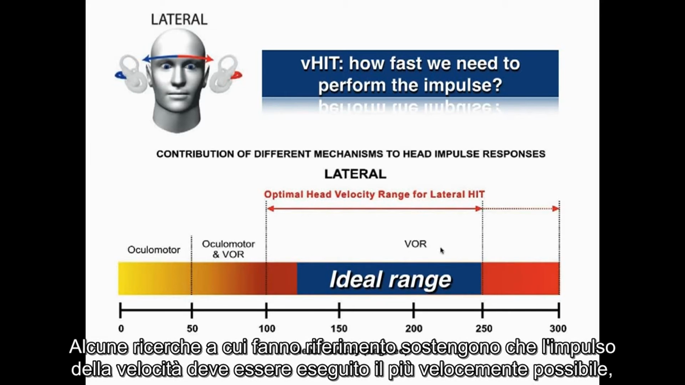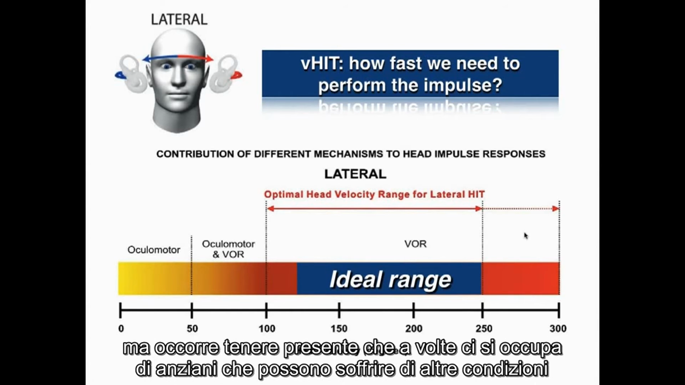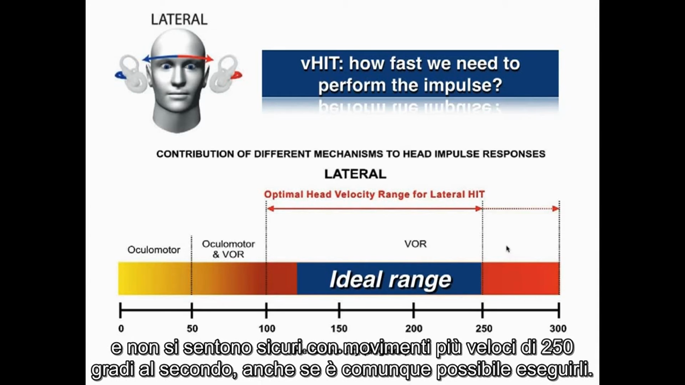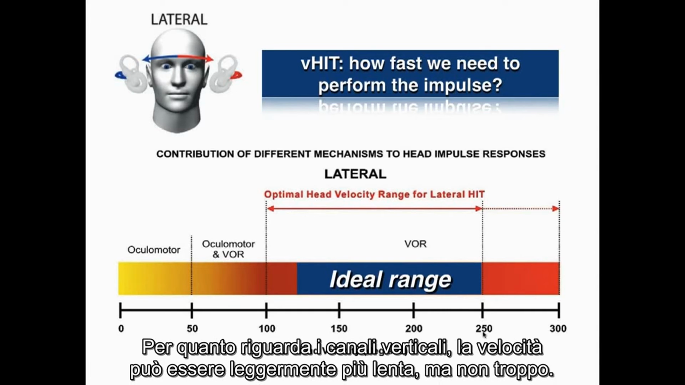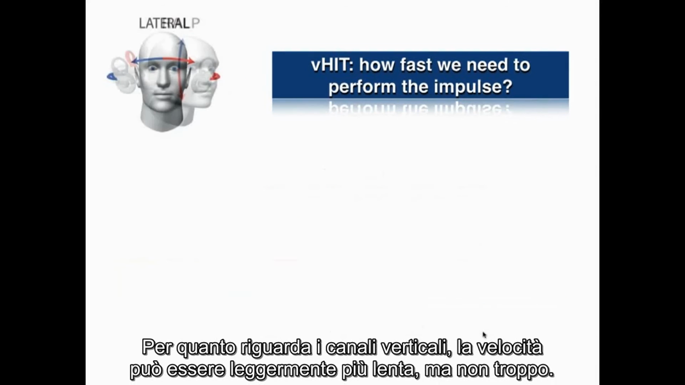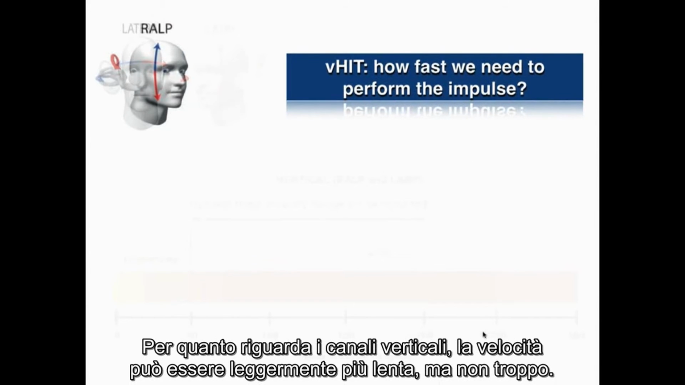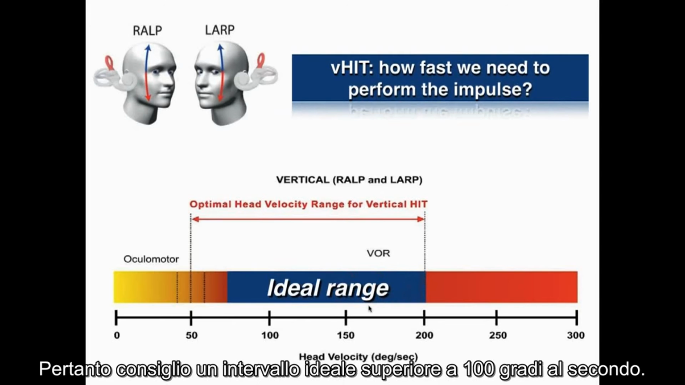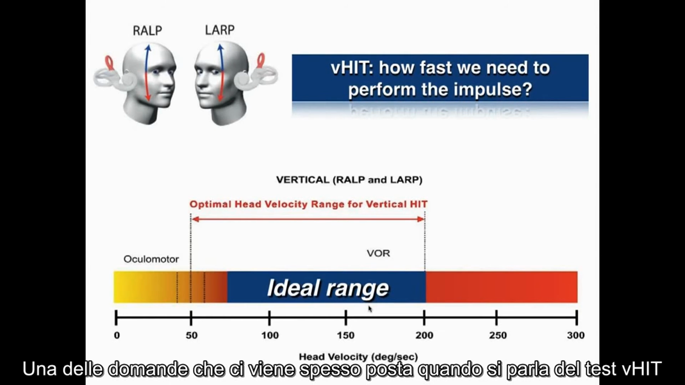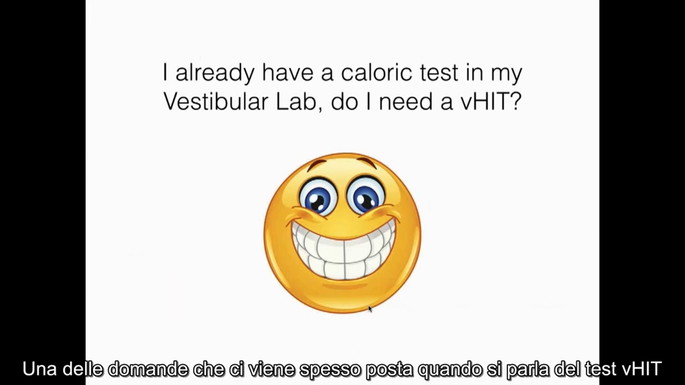Some of the research advocates that you should perform your impulse as fast as you can. But I remember that sometimes you're dealing with old people with some neck problems, and I just don't feel safe going faster than 250 degrees per second, but you can do that. And for the vertical canals, the velocity could be a little slower, but not so slow. So I do recommend the ideal range is over 100 degrees per second.